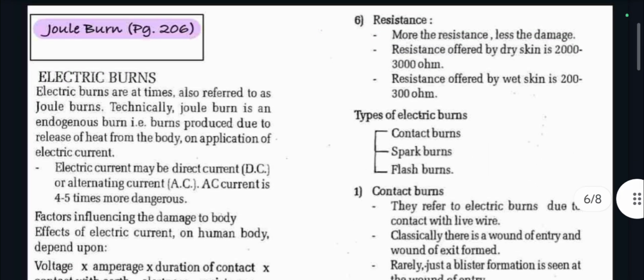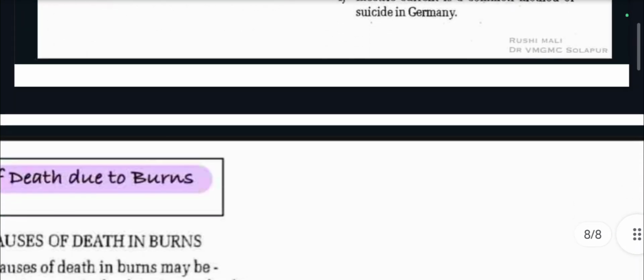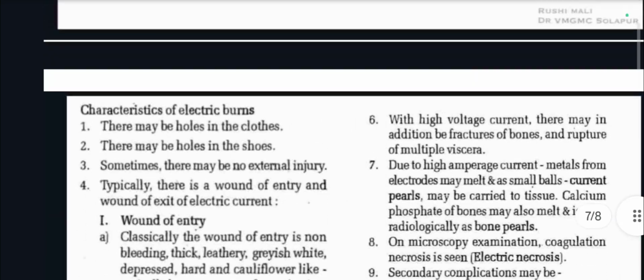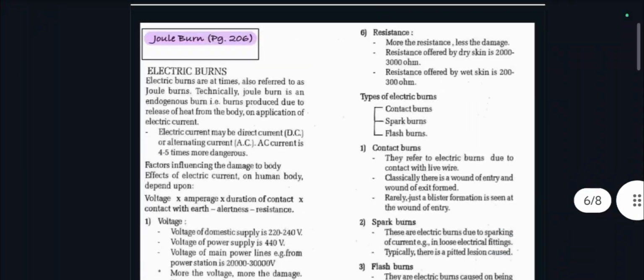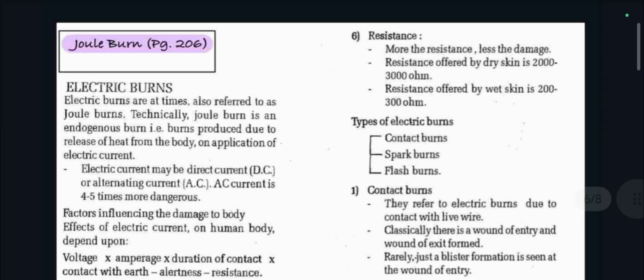Moving to the second last question of our today's session, which is joule burn. Okay, so what are electric burns? Electric burns are at times also referred to as joule burns. So what is the other name of joule burn? Electric burn. Technically, joule burn is an endogenous burn, that is burns produced due to release of heat from the body on application of electric current. So whenever there is application of electric current to a particular body, then body releases heat, and that heat causes burns, and those burns are called joule burns.